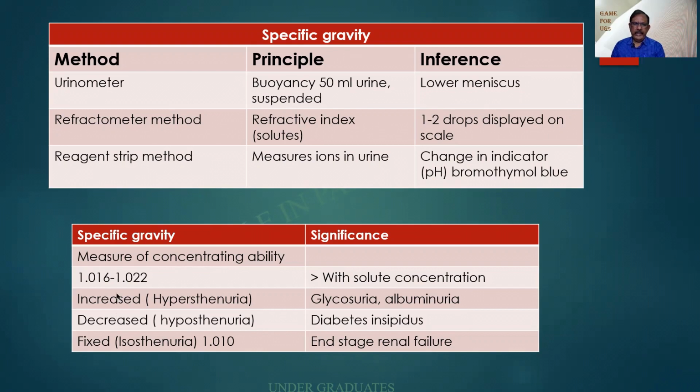It is increased in hypersthenuria, and it occurs in glycosuria or albuminuria. The proteins are increased, sugar is increased. Decreased, hyposthenuria, in a case of diabetes insipidus, or sometimes in overhydration. Fixed or isosthenuria, which is the end stage renal failure, because the kidney is neither able to concentrate nor able to secrete.